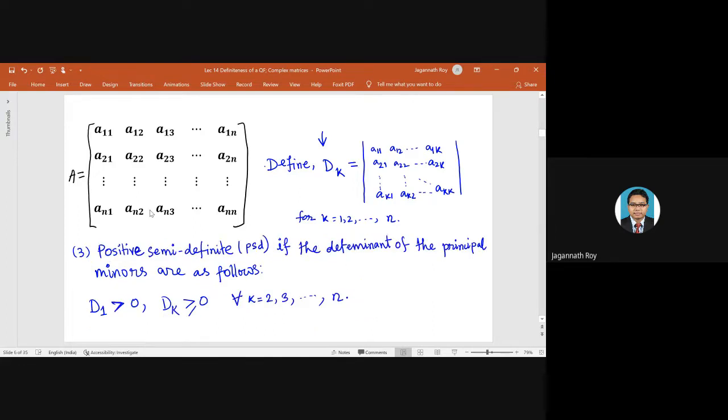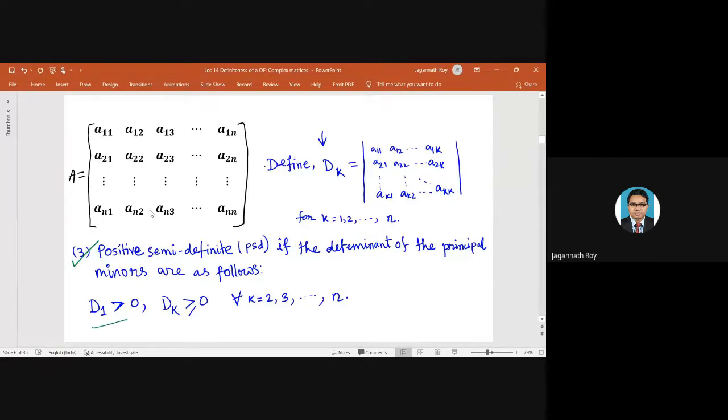Now, if we have a positive semi-definite matrix, then it will satisfy the first entry, that A11, should be greater than 0. It should be a positive entry. If it is 0, for example, then we cannot conclude. But all others will be greater than or equal to 0. So we have to look into it.